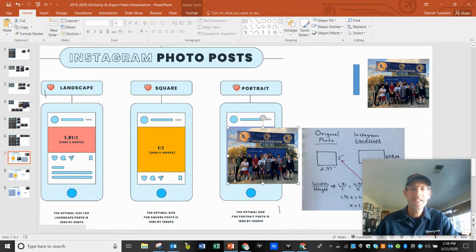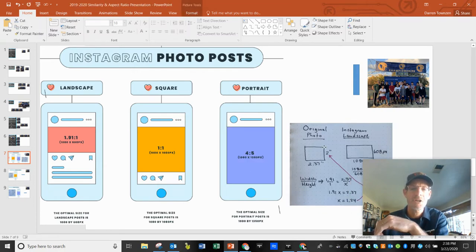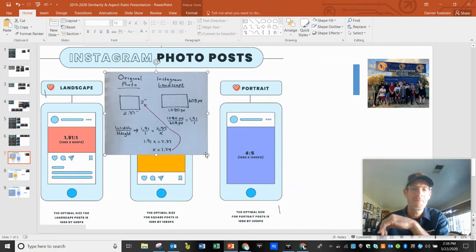So we need to take our picture and crop it so that it's similar in shape to either landscape mode, square mode, or portrait mode. But that's going to require us to cut off part of the picture to make our picture similar to the one that's required by Instagram. So to start with, we're going to look at landscape mode.